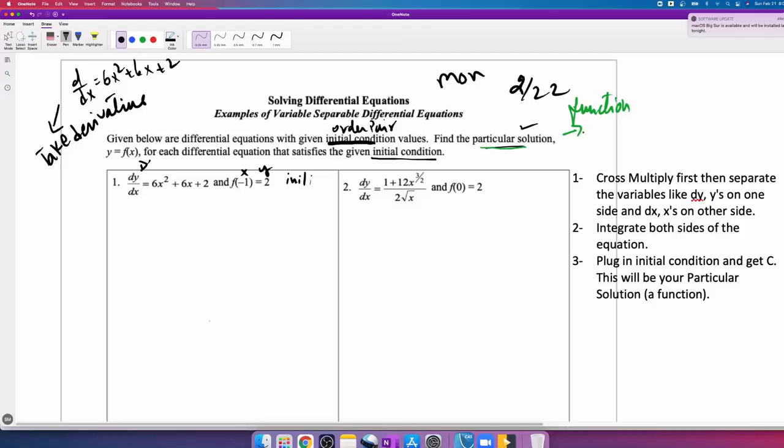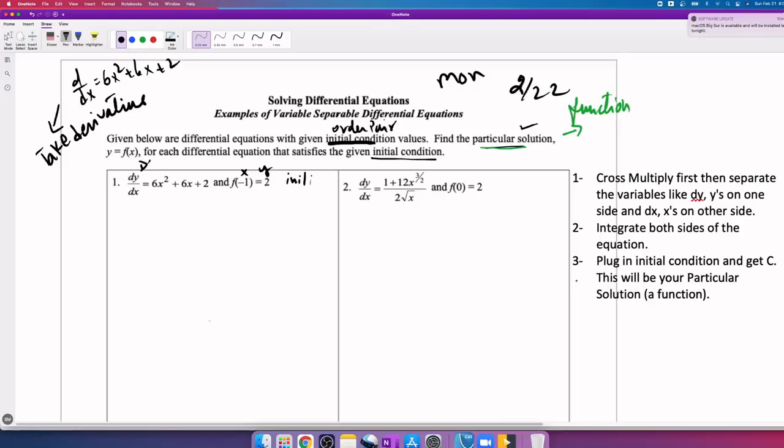The answer of the particular solution always is going to be a function y equals f of x for each differential equation that satisfies the given initial condition. Okay, this is dy/dx equals 6x squared plus 6x plus 2 and f of negative 1 equals 2. So this is my initial condition, but this is my differential equation because this 6x squared plus 6x plus 2 is what we already took a derivative of. So this is a derivative actually. If it says d over dx, then it means they want me to take a derivative like this, 6x squared plus 6x plus 2. Now I have steps right here, 3 steps.